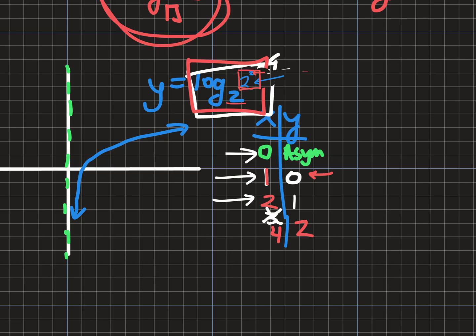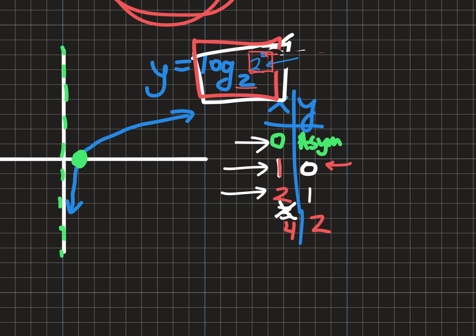So there are some points. 1, 0 was right here. 2, 1, go over 2 and up 1. That seems believable. Over 4 and up 2, that seems believable. I think my graph was believable. I got 3 points. I got the asymptote in there.